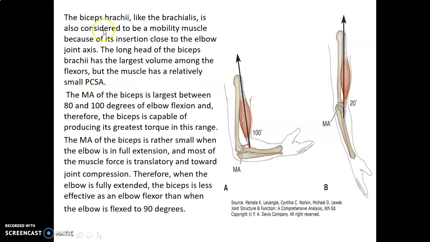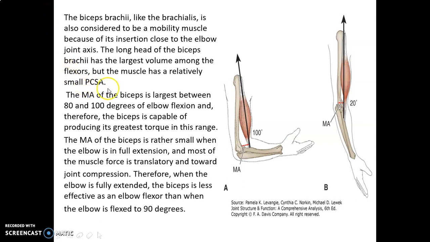The momentum of the biceps brachii, like the brachialis, is also considered to be a mobility muscle because of its insertion close to the elbow joint axis. The long head of the biceps brachii has the largest volume among the flexors, but the muscle has a relatively small PCSA. The long head does not have that much of a cross section, but even still it is a good bulky muscle.